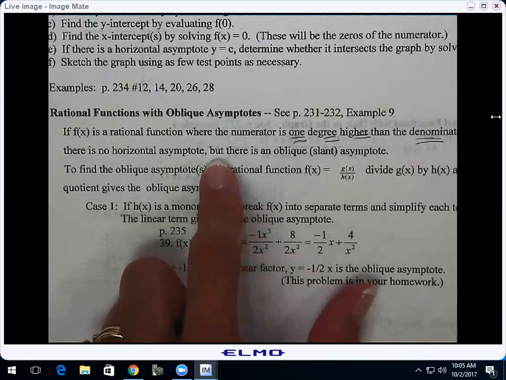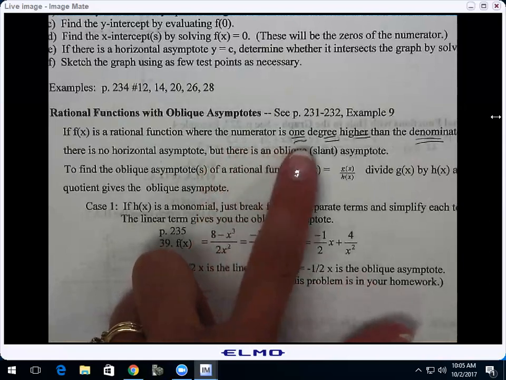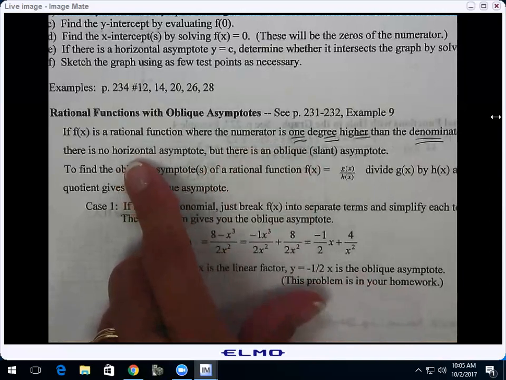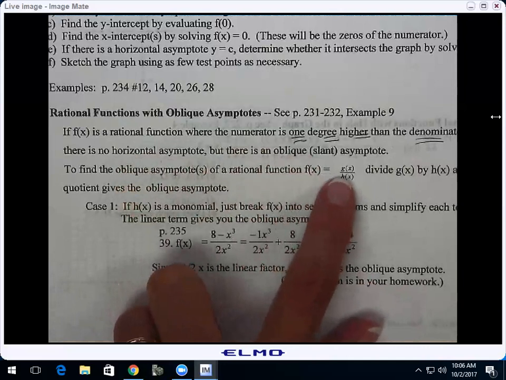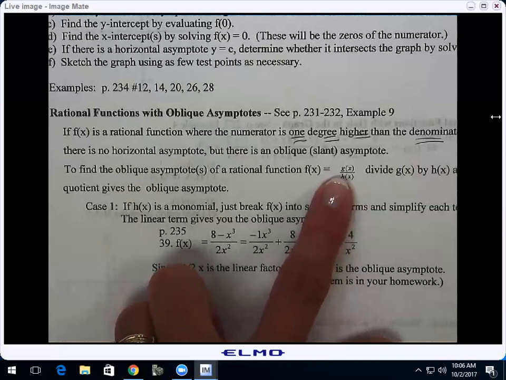If f of x is a rational function where the numerator is just 1 degree higher than the denominator, there is no horizontal asymptote, but there's an oblique, also called a slant asymptote. You find it by dividing. If the numerator is 1 more than the degree of the denominator, when you divide, you get a linear function, and that linear function is your oblique asymptote.